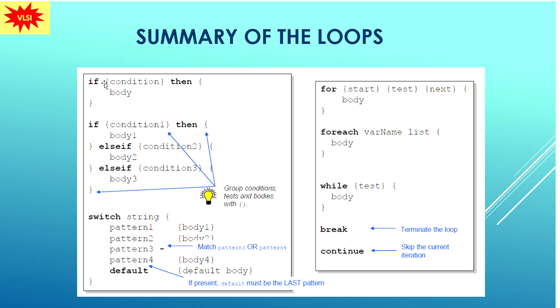Now, this particular if is a singular if, but this is a nested if. Let me see if I can use a pointer. Okay, there's no pointer here, fine, I'll use my cursor only. In the nested if, there can be multiple conditions given. If condition 1 is not satisfied, then check for condition 2. If condition 2 is not satisfied, then check for condition 3. Like that, it is a nested if.